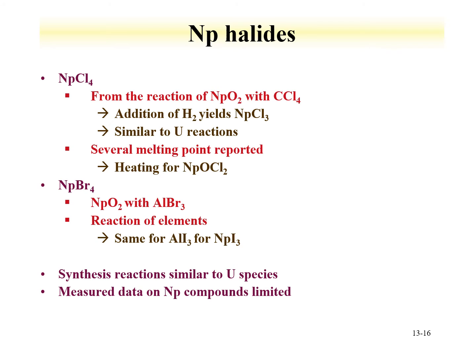Neptunium tetrachloride can be formed from the dioxide with carbon tetrachloride, and then the trichloride can be formed by treating the tetrachloride with hydrogen. This is similar to the uranium reaction. The bromide can be formed by reacting the dioxide with aluminum tribromide. And if you take the elements, neptunium and iodine, they can also form neptunium iodide. Same thing with neptunium and bromine. These reactions are all similar to the uranium species. However, the measured data on the neptunium compounds is much more limited than the uranium homologs.